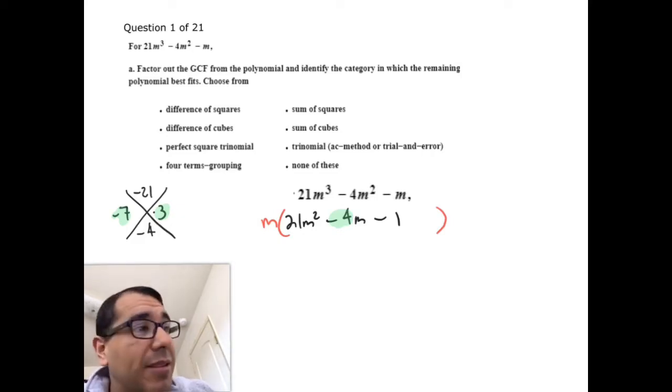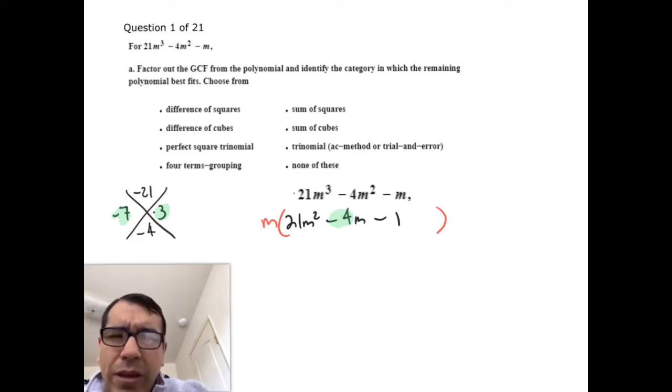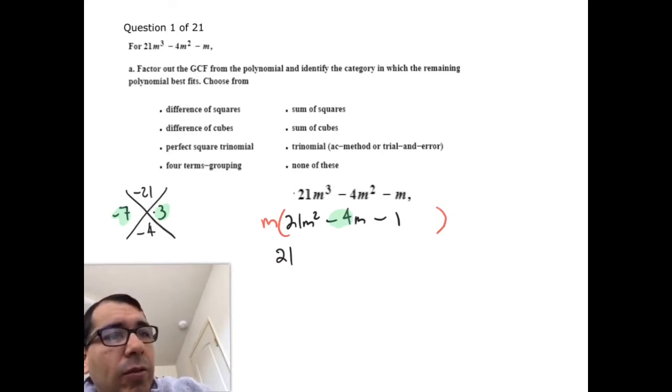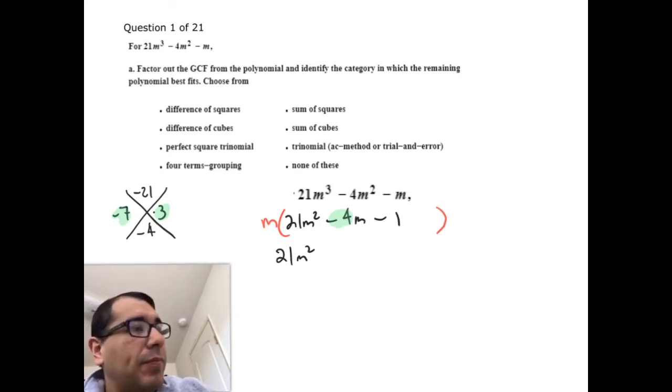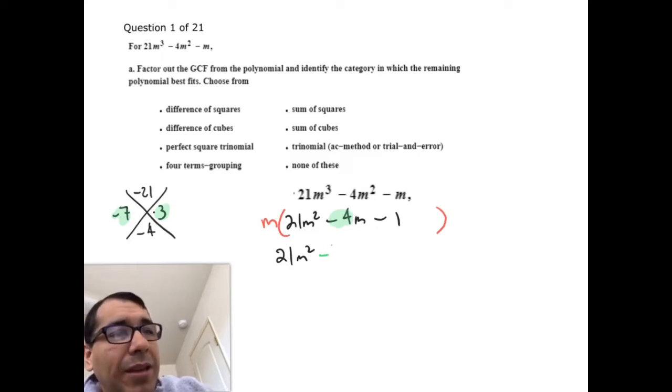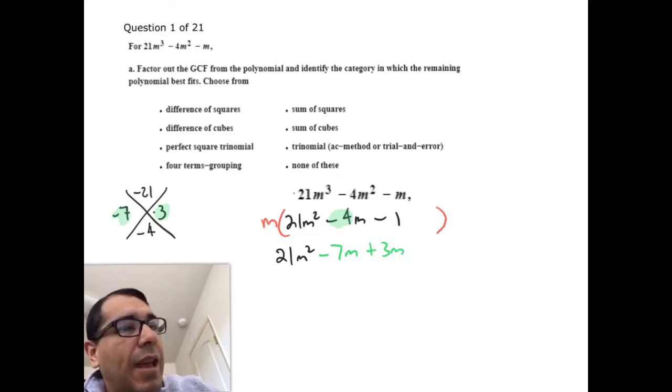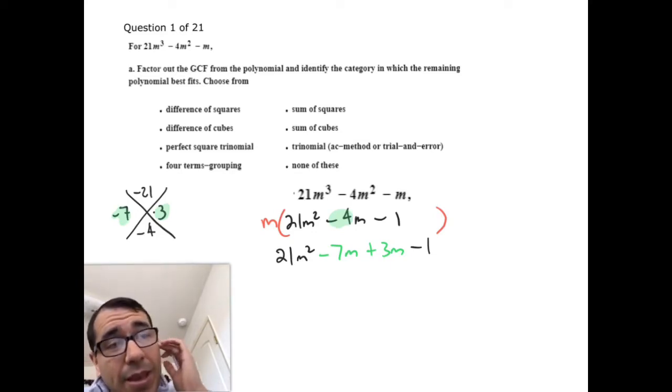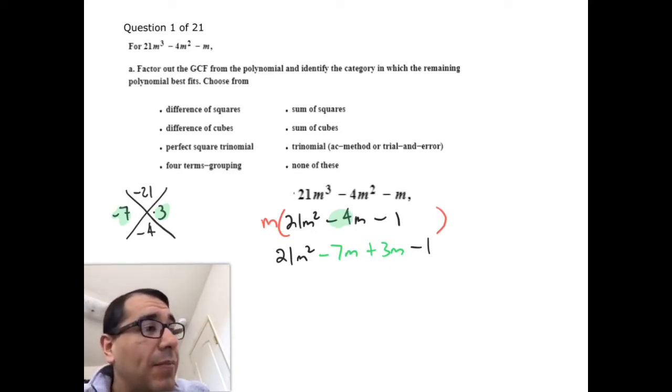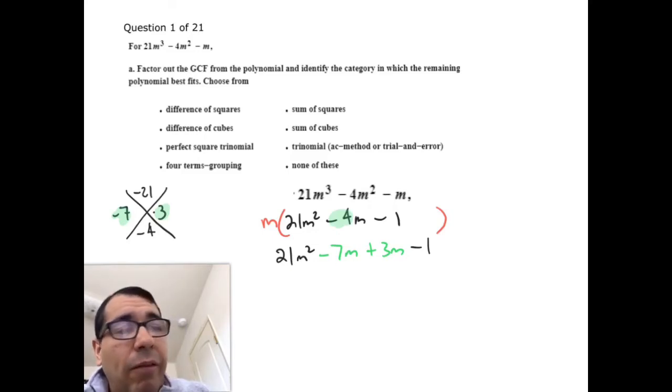Again, forget about this M that's on the outside. We'll bring it back at the end. So we're left with 21M squared minus 7M plus 3M, right? We split up that negative 4, and then minus 1. All right, so go ahead and copy that down. And now you're going to note that we have 4 terms. So now we could go ahead and factor by grouping.